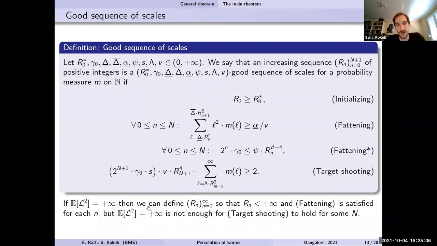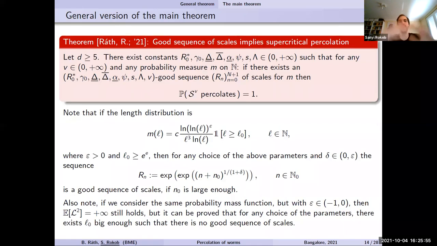And what you can see here is that if we are given such a length probability mass function, for which the second moment is infinite, then you can guarantee the fattening, this second property, in such a way that there is an increasing sequence of good scales for which all the terms are finite. However, the target shooting condition is not satisfied for all of these distributions.